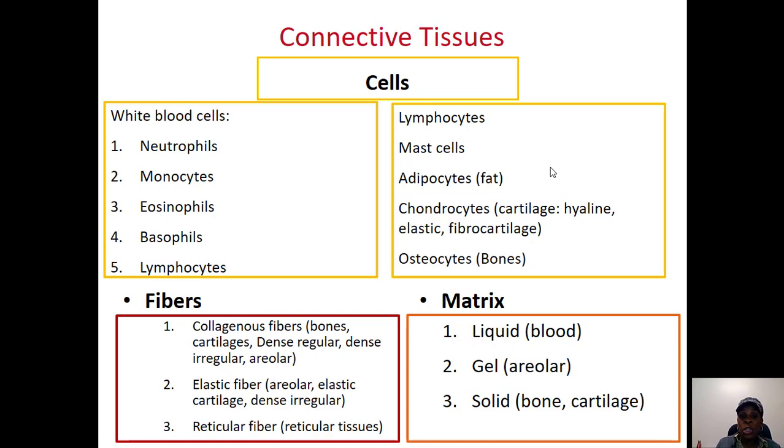Then you have fibers. The fiber will be like the spaghetti, the angel's hair, and the macaroni. It's gonna be something you mix with the ground substance to make it more consistent, to give it more shape. Then the liquid part of it, the gel, the matrix part of it, which will be either liquid or gel or solid.